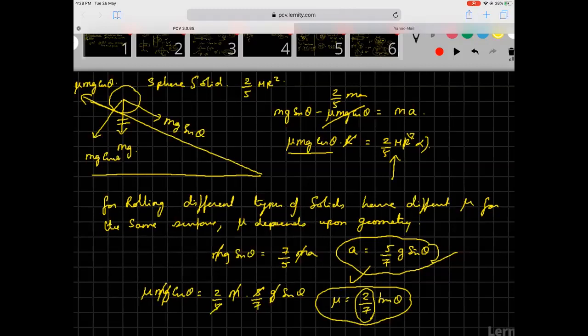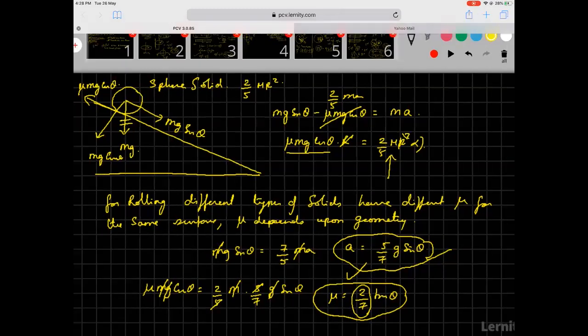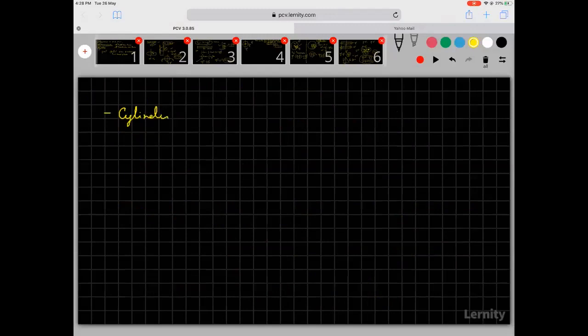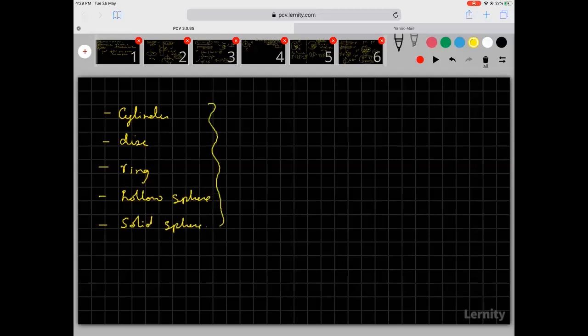So it may be a good exercise for you to work out for a cylinder, for a disc, for a ring, for a hollow sphere, for a solid sphere. Find out what the accelerations are. Find out what the coefficient of friction is.